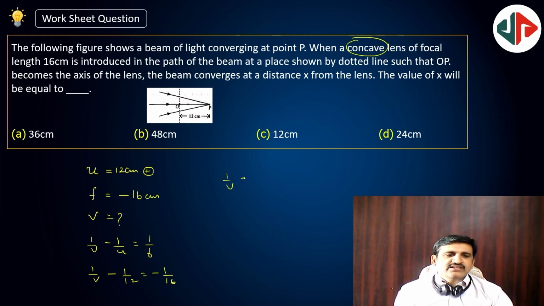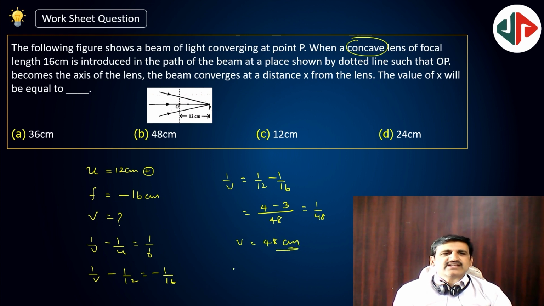So 1 by v is equal to 1 by 12 minus 1 by 16. It is going to become, for 12 and 16, 48 is LCM, the number which will go in the two tables. 12 will go 4 times, 16 will go 3 times. So it will be 1 by 48. That means final image will be formed at 48 centimeters. So that is only the x, whatever he is asking. So the diverging lens will diverge the rays to form it at some other place. Of course, this is the myopia concept.